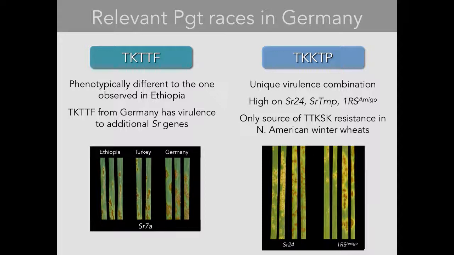This race has a unique virulence combination. It's virulent on Sr24, SrTmp, and the temporarily designated 1RS Amigo gene. And those 3 genes are the only source of UG99 resistance in North American winter wheat. And indeed, when we screened the North American winter wheat nursery, we found that over 50% of the cultivars that were resistant to TTKSK then became susceptible to race TKKTP. You can see that these races are not only relevant in the country where they are happening, they are relevant to other wheat growing regions in the world, and for example, here in the United States.